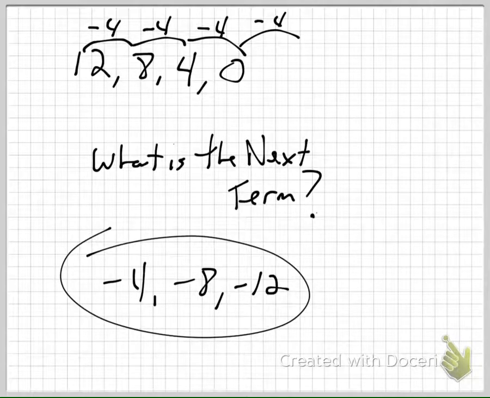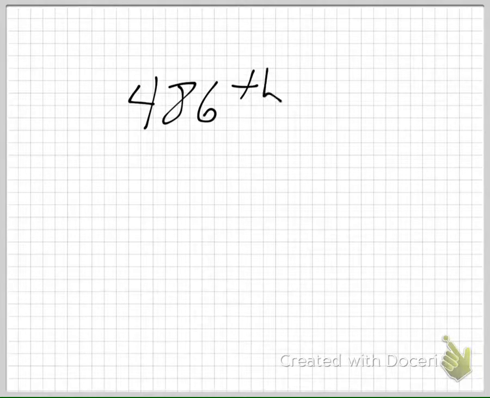Now we get into the algebra of it, okay? Here's the algebra part. It's not just finding the next term or the next 3 terms. I can now ask you to tell me what is the 486th term. Does that make sense? I can ask you to tell me what is the 5,000th term.